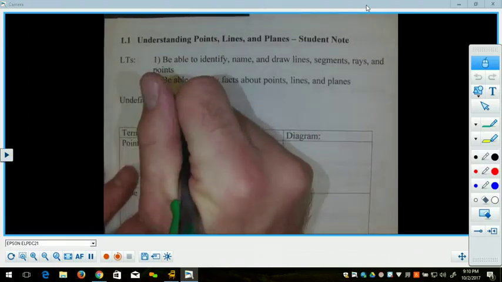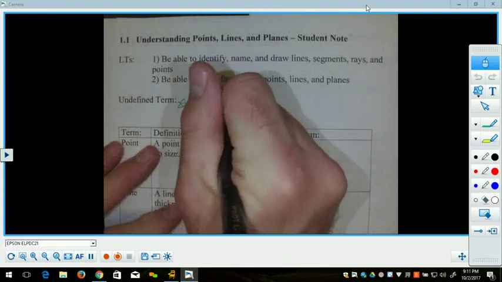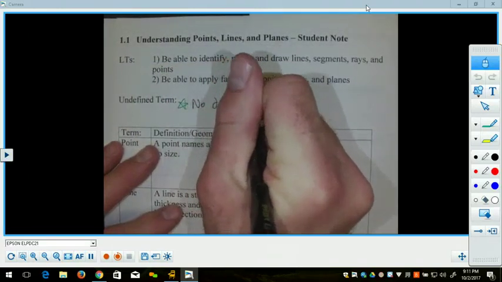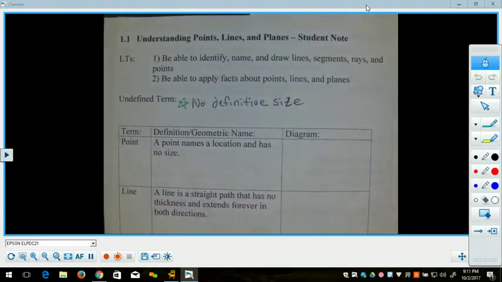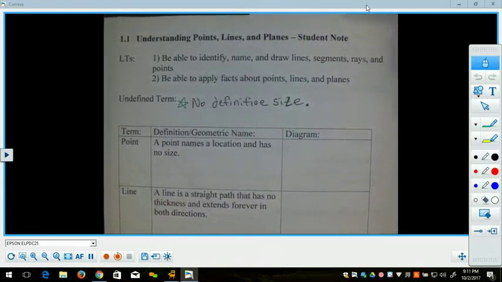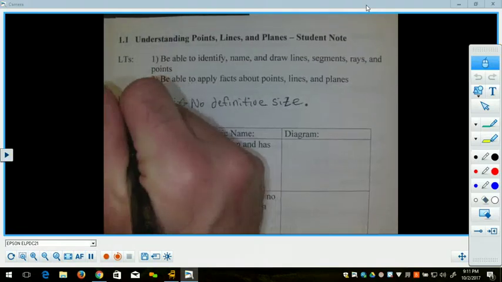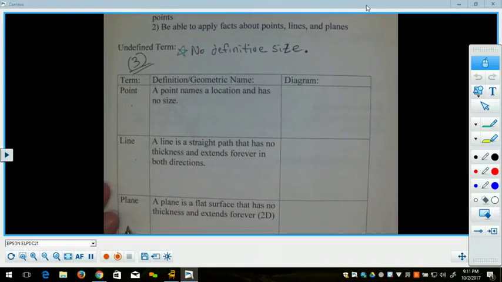In geometry, we have undefined terms. These are terms that have no definite size. So Euclid struggled with this a little bit, but he was able to resolve it by calling them the undefined terms. It sounds a little absurd. We're defining something that's undefined. The three undefined terms, there are three of them in geometry, and they are point, line, and plane.